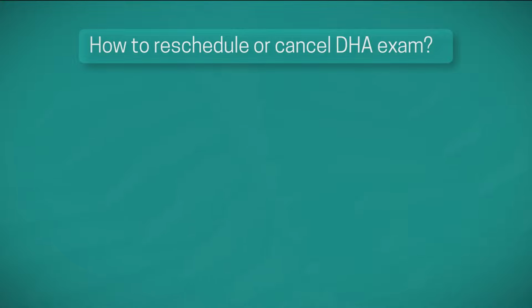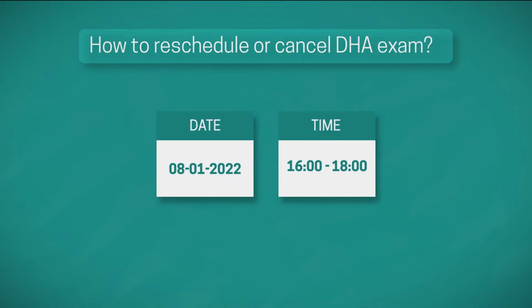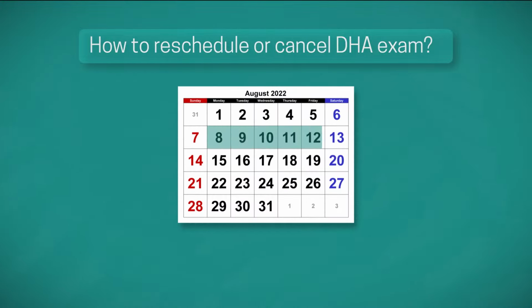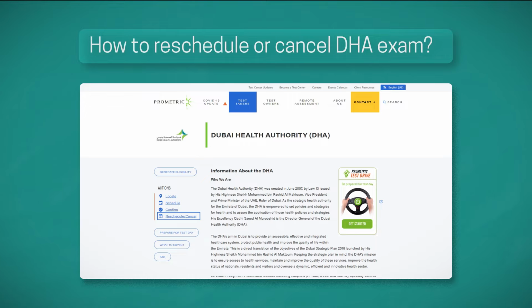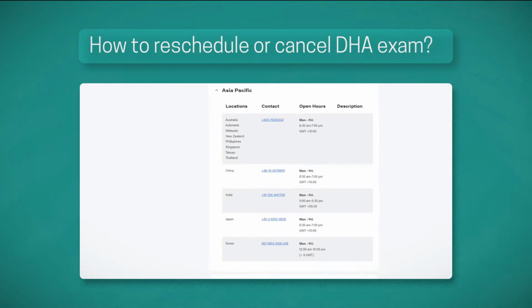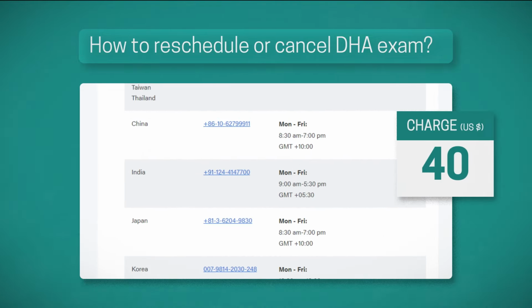If you wish to change your exam date or time, then you must do so by the 5th calendar day prior to your exam date appointment using the reschedule or cancel option on the website, or by calling your Prometric Center. You will be charged $40 for changes.